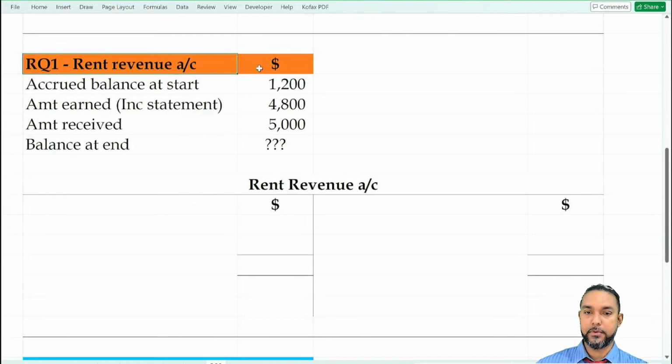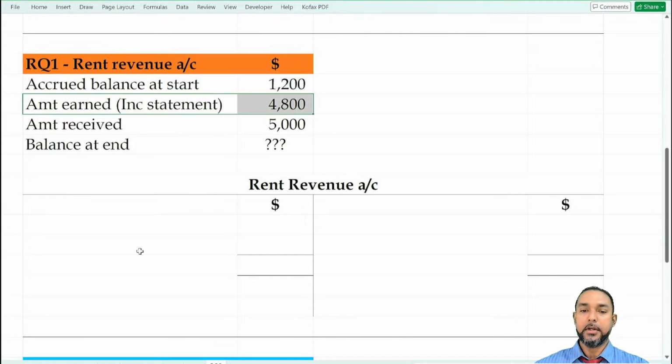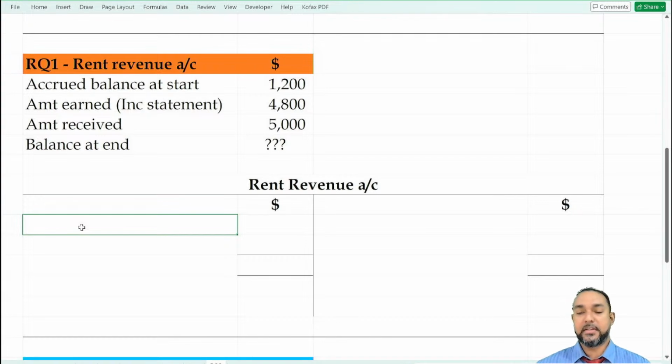All right, so rent revenue. Accrued balance at start. An accrued revenue is an asset, so as such it would have a debit balance at start.